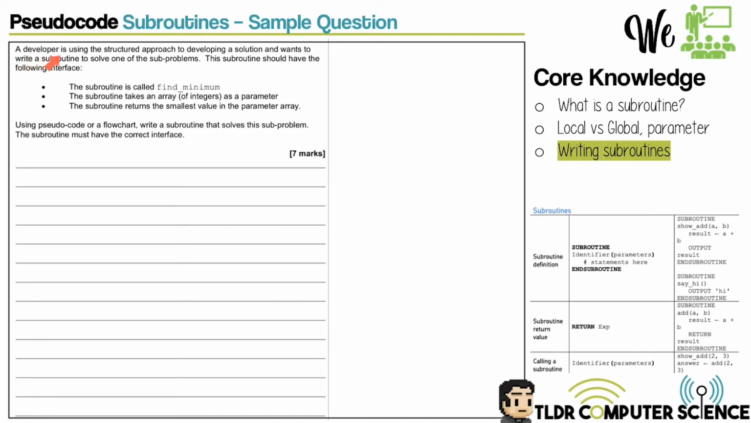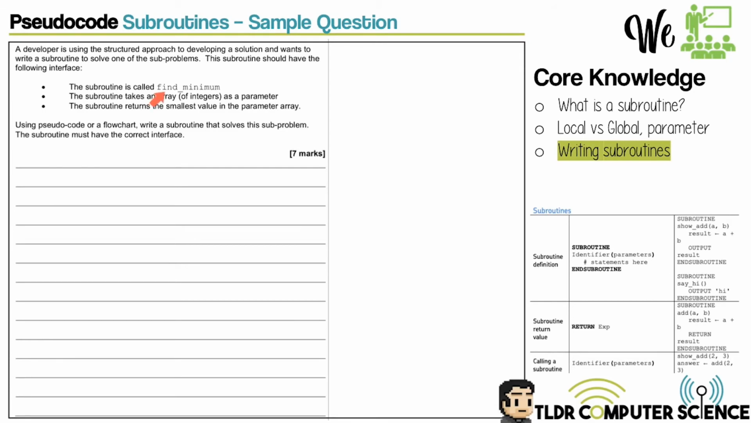A developer is using the structured approach. I refer to it as modular, i.e. they're using subroutines to develop a solution and want to write a subroutine to solve one of the sub-problems. So this person has decomposed an idea and broken it into a bunch of sub-problems that he wants to solve individually using subroutines. This subroutine should have the following interface. The interface is basically the top level. It's the keyword subroutine, then the name of the subroutine, and then whatever parameter values it may have.